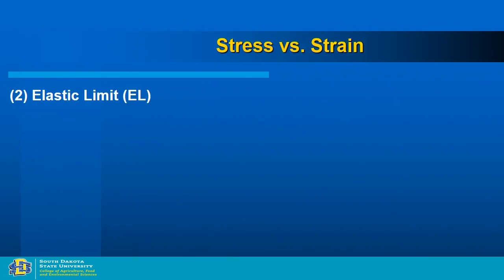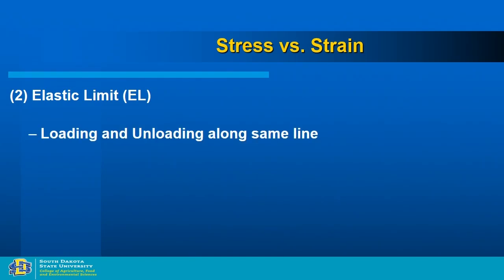The second is the elastic limit, meaning that wherever loading and unloading go along the same line, that's called the elastic limit. After the elastic limit, it's plasticity. So elasticity and plasticity. Here all the deformation is recoverable, so whatever energy you put in, you can gain it back.